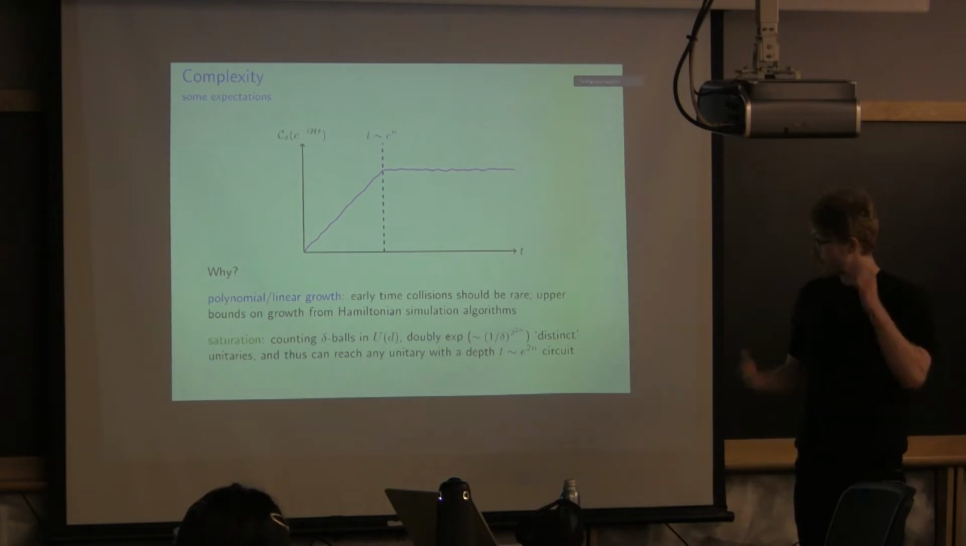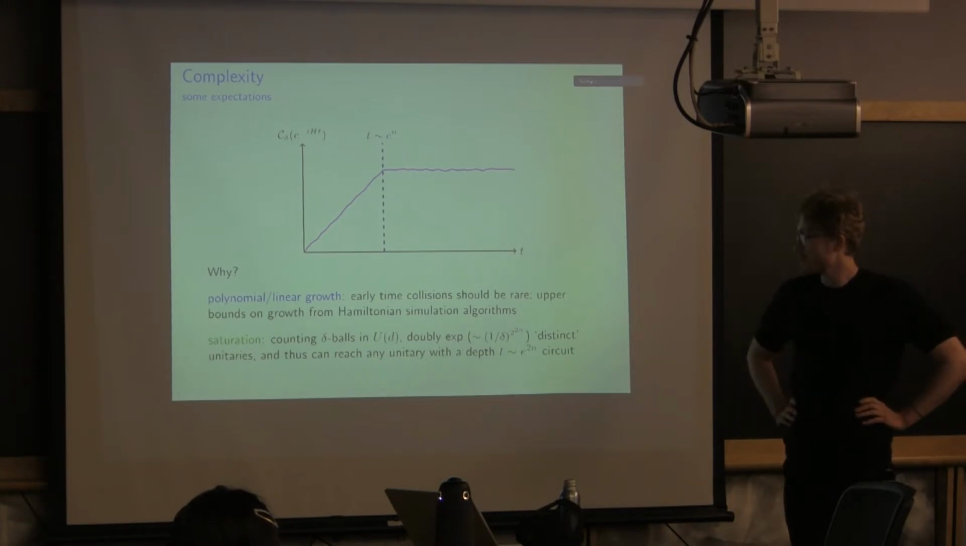So in this sense, collisions should be rare. And more precisely, there's this nice body of literature called Hamiltonian simulation, and it gives you upper bounds. It gives you a way to construct a circuit which approximately prepares your time evolution. There's no guarantee that it's optimal, but at the very least it's an upper bound.